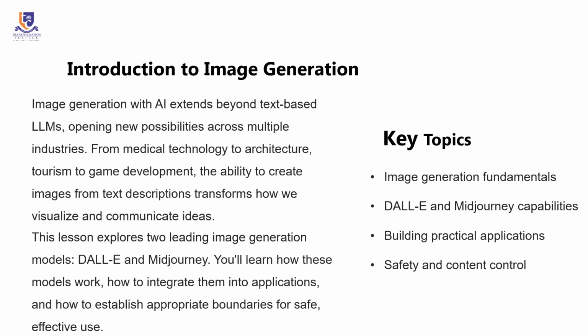So what is image generation? Image generation, like I said before, is the ability to use text and prompts to generate images for different use cases. Could be for medical technologies, or for tourism, to game development. We can develop these images to help students understand basic concepts a lot better. Now, the two models we use for this class would be DALL-E and Midjourney. These are already existing image generation platforms that allow you to generate images from text or prompts.